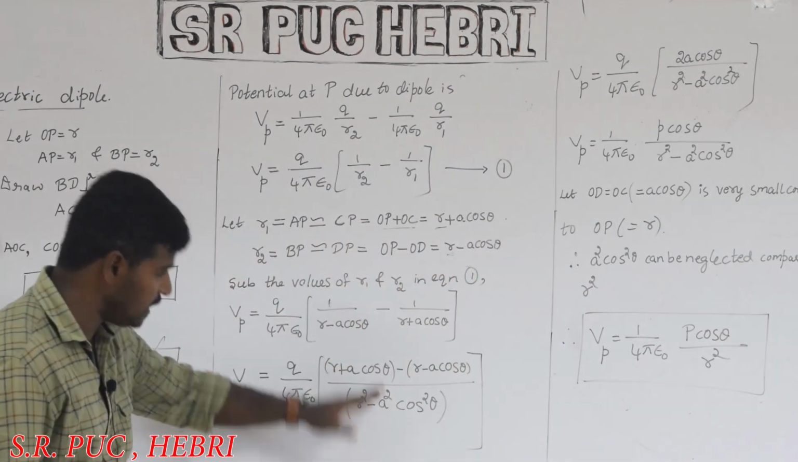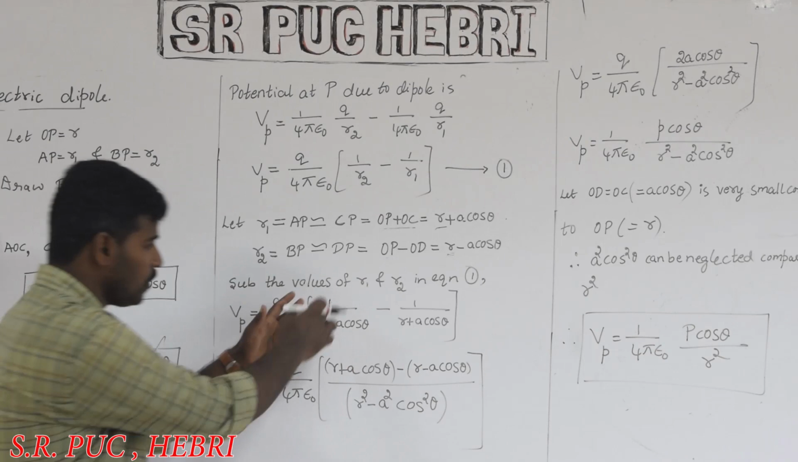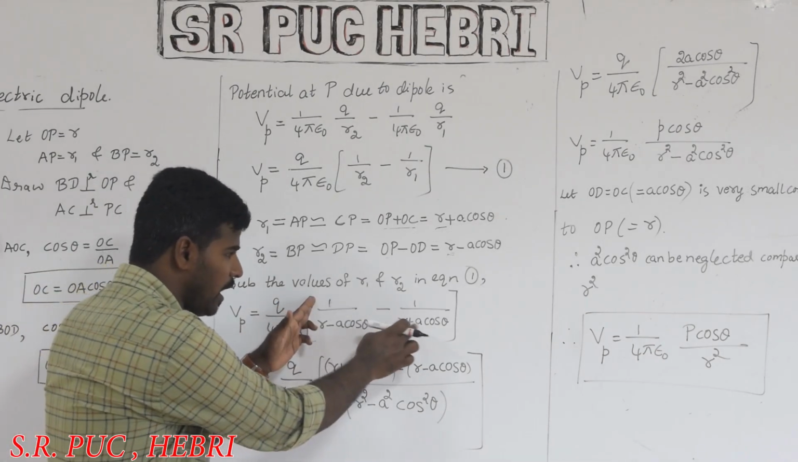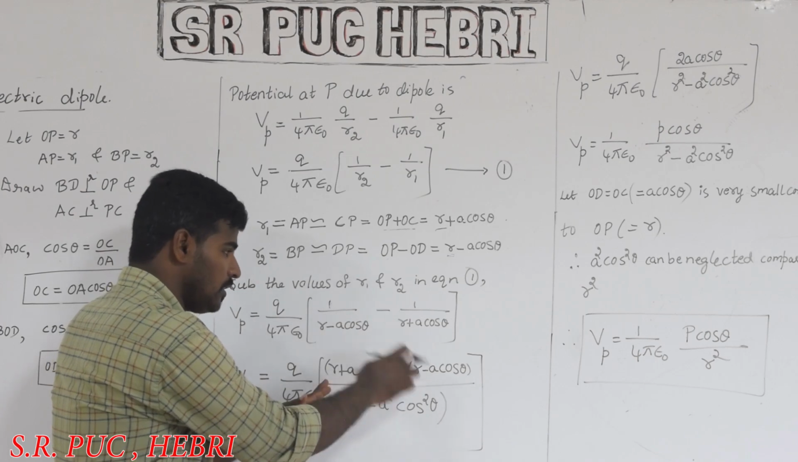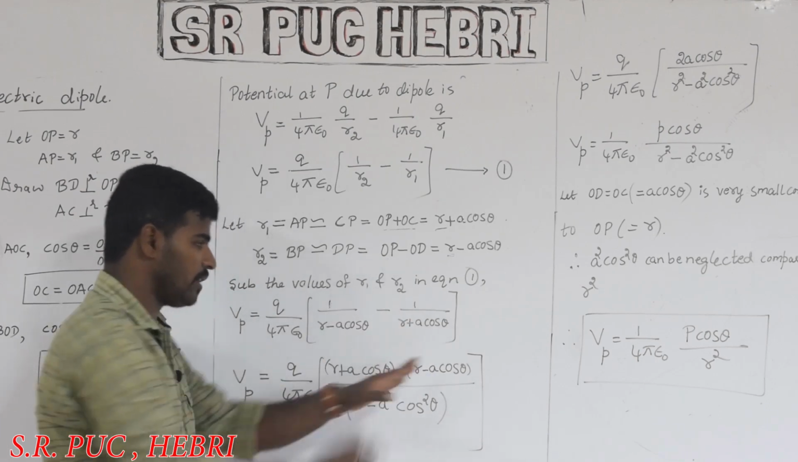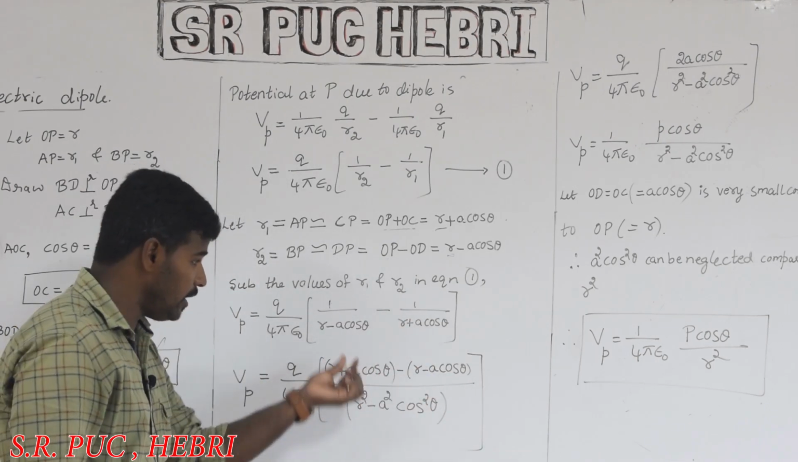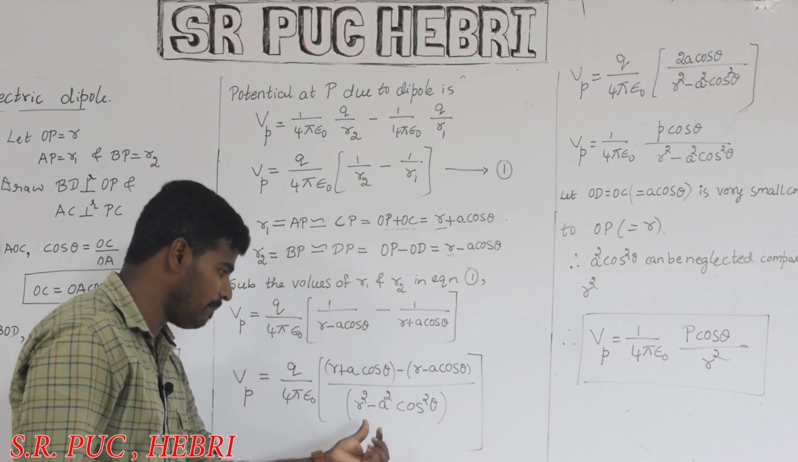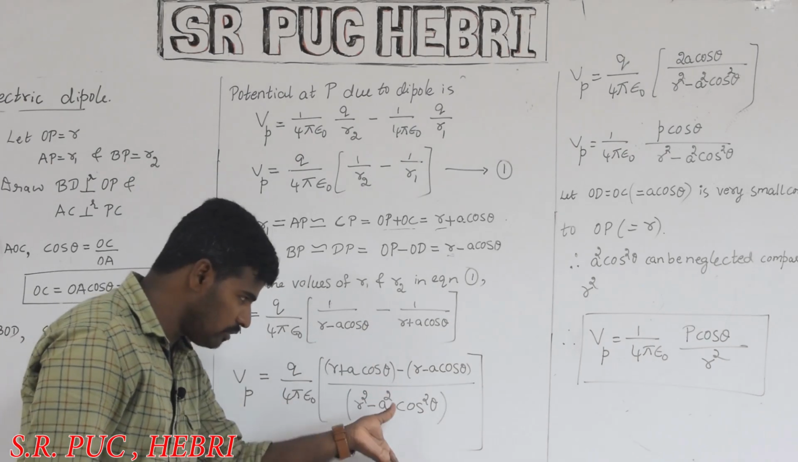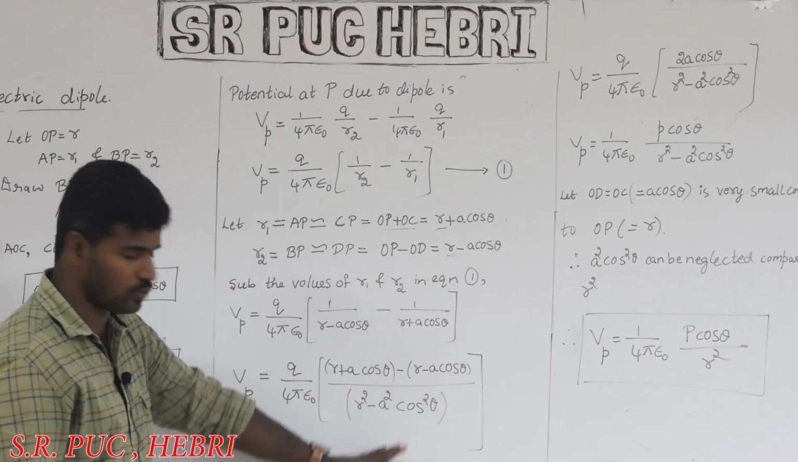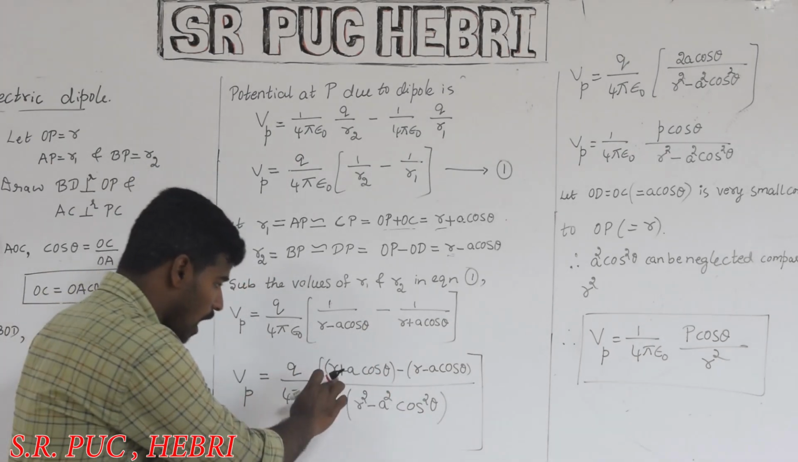In the next step, we have taken the LCM. Therefore, in the place of 1, we multiply by R plus A cos theta. In the second term, as usual, in the place of 1 we have R minus A cos theta in the numerator. In the denominator part will be R square minus A square cos square theta, which is just the LCM. The equation written here is just the use of the LCM.